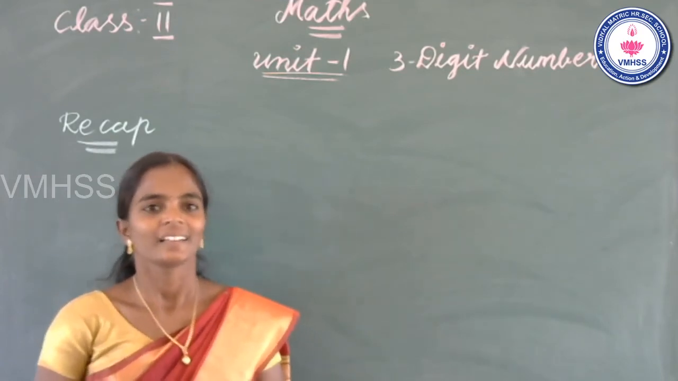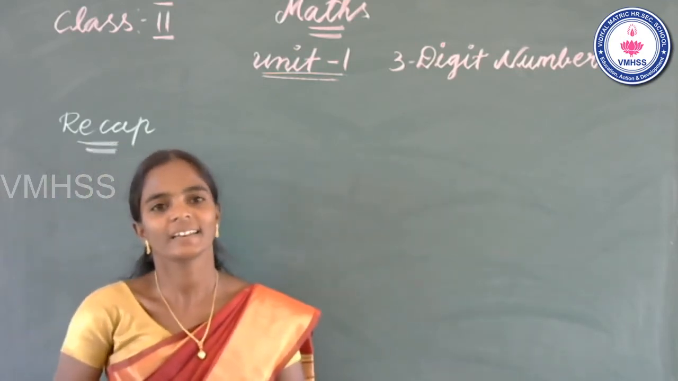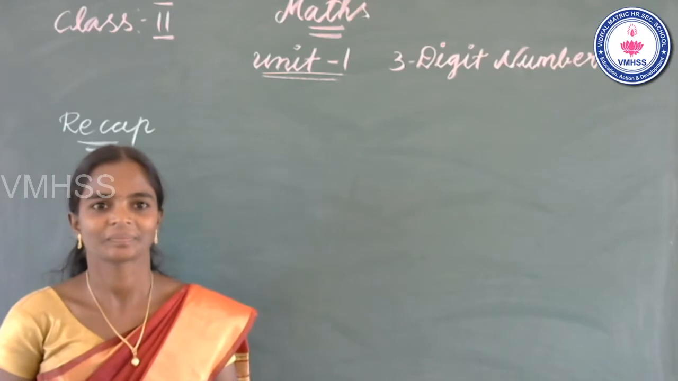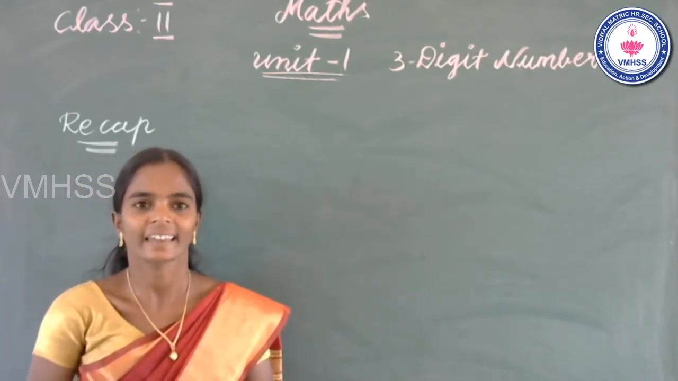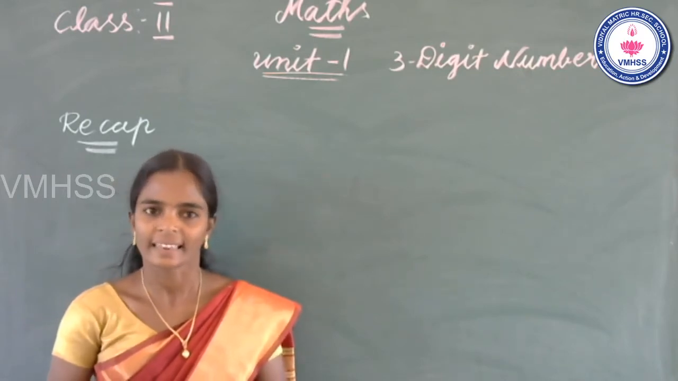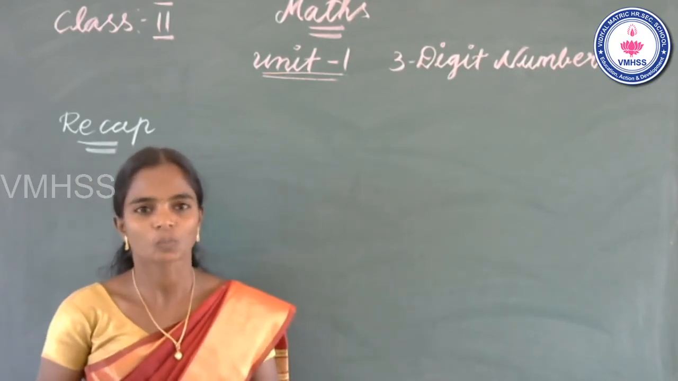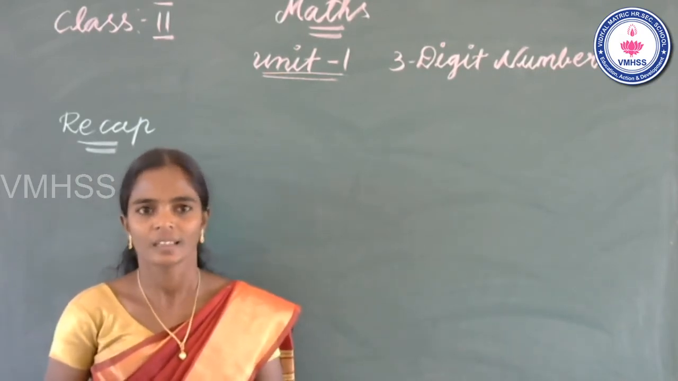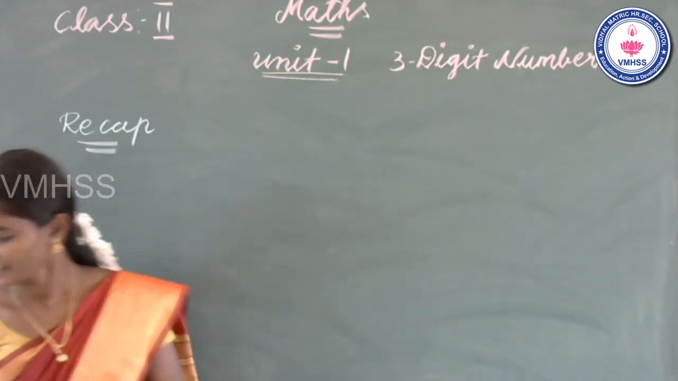Okay children, what did we learn in last class? Last class we learned how to make the greatest and smallest 3-digit numbers. Let's revise now. Okay children, listen.